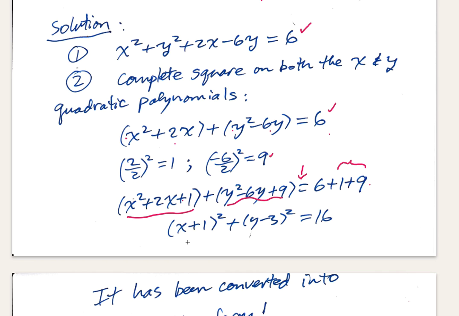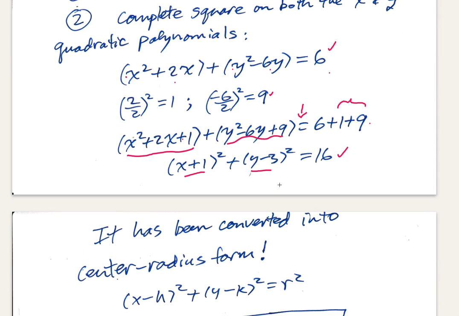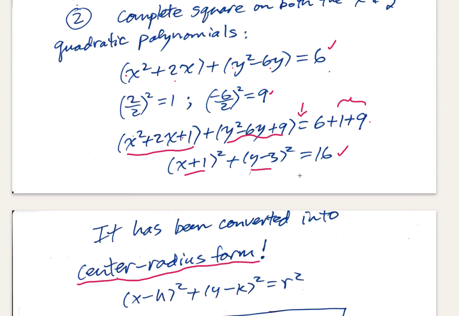If you contemplate that for a moment, you'll see that the first polynomial is actually x plus 1 squared. The second polynomial is actually y minus 3 squared. The constant we get on this side turns out to be 16. So you see what I've done through this completing the square process. I've taken the expanded form and converted it into center radius form. And now that it's in center radius form, it's fairly easy to deal with, like in example 1.